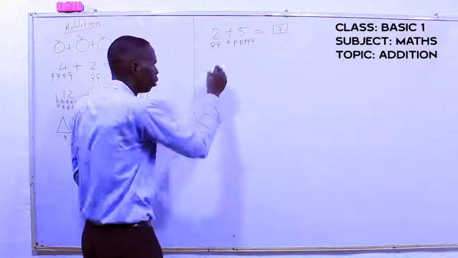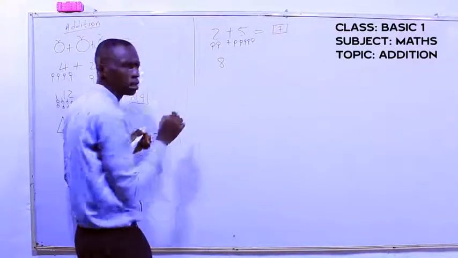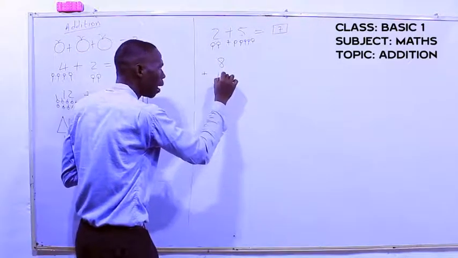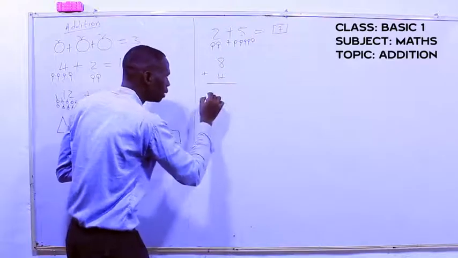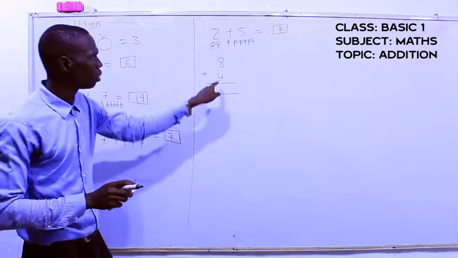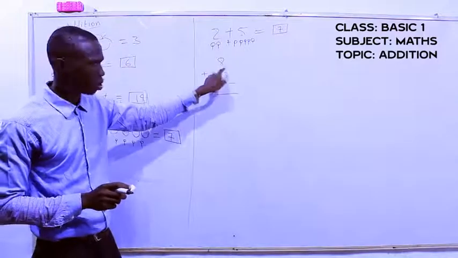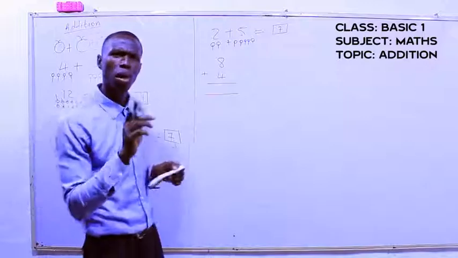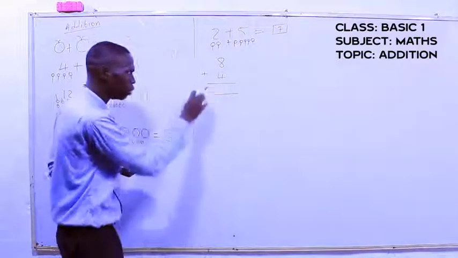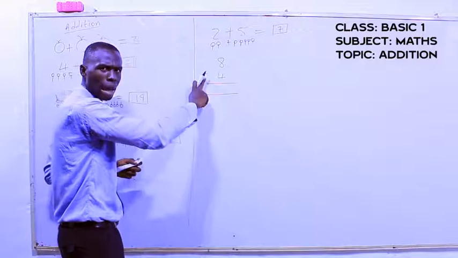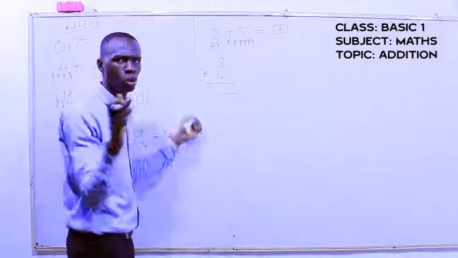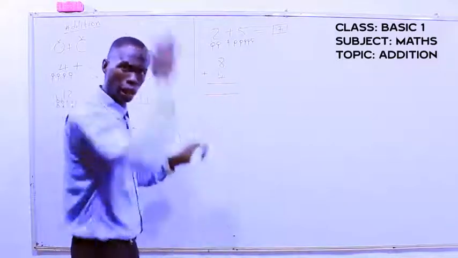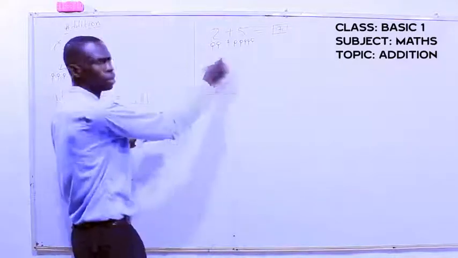Let's try vertical addition. In vertical, they'll put it like this. Put the other one here and tell you to add it together. What is this? 8 is going down. What is this? 4. How will you know they want us to add it together? Because of this sign. This sign means join them together.